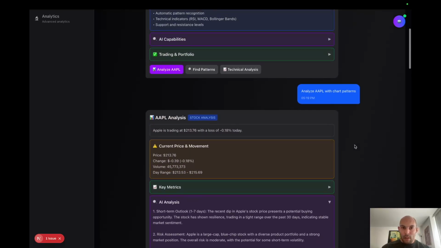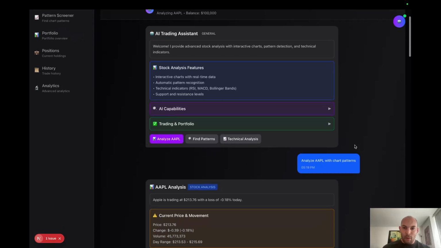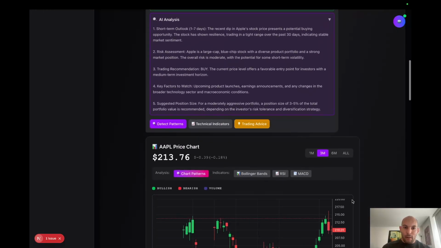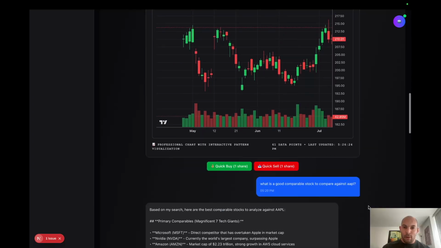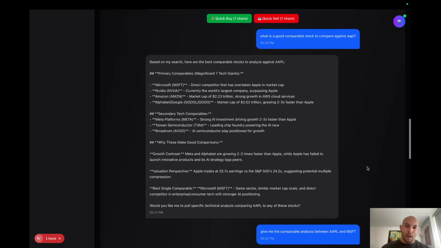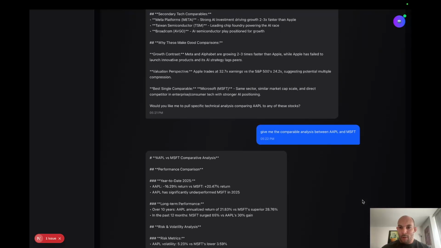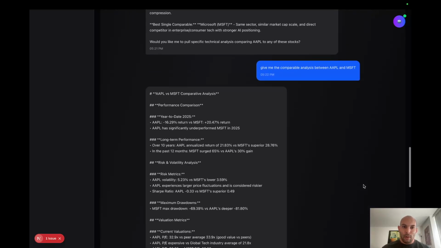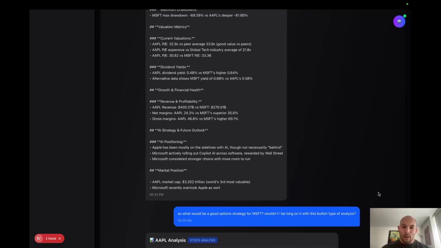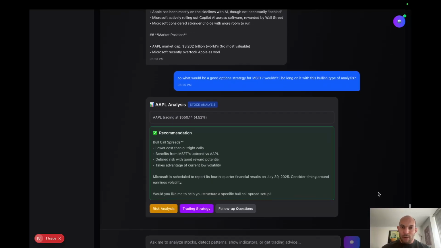While I was testing, I'll just walk you through this. I asked, analyze Apple with chart patterns. It came back. There you go, we have our chart. Then I said, what is a good comparable stock to compare against Apple? After a while, it came back and gave me a list, and ultimately it said Microsoft. So I said, give me the comparable analysis between Apple and Microsoft. And here we go.